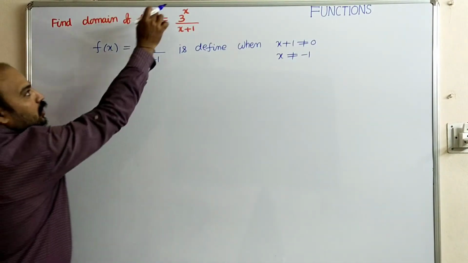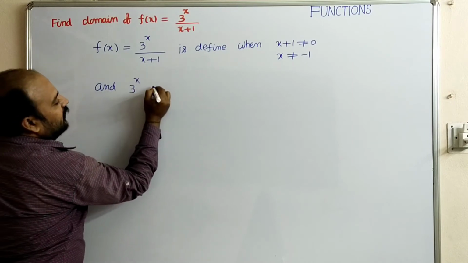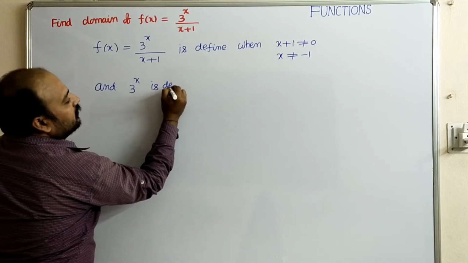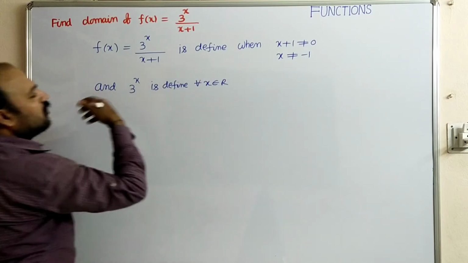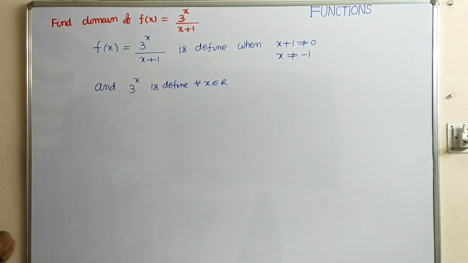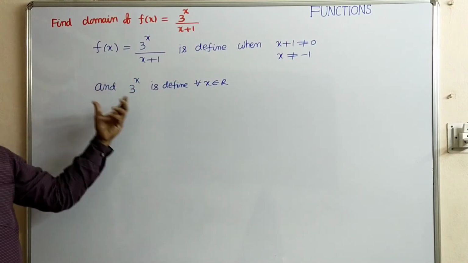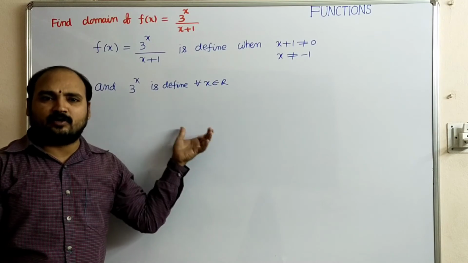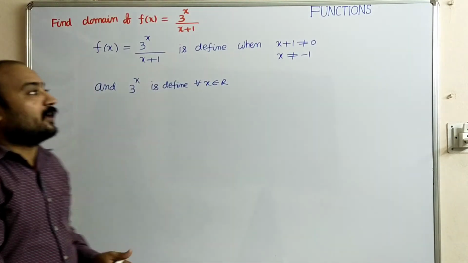And one more thing you have to remember: 3 power x is defined for all x belonging to R. For any real number it will be defined. For x from minus infinity to infinity, any value you substitute here, it will be defined. Some values will come, positive values. So for what value is it not defined? Minus 1. So except minus 1.